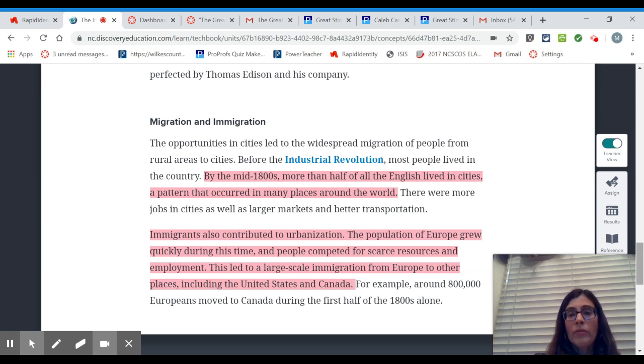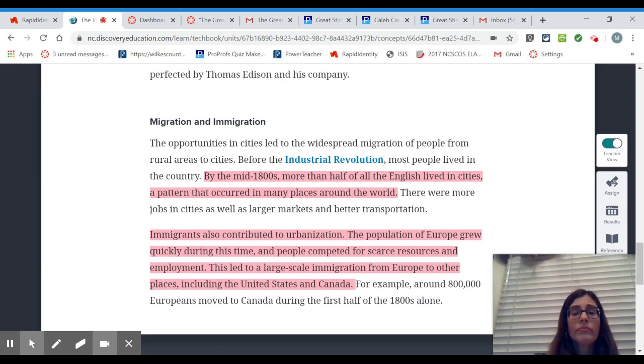All right, now, we already know that before the Industrial Revolution, we were in this traditional economy, which meant that people lived on farms and worked on farms in the country. And we know that by the mid-1800s, more than half of all those people had migrated, that's what that's called, into the cities. They had moved out, okay? And this pattern occurred around the world. Particularly, we've talked about the Industrial Revolution taking place in the United States.